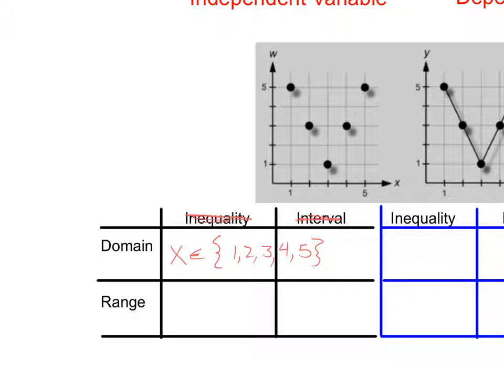And then for the range, we would say Y is an element of what set? What's in our range here? 1, 3, and 5. Okay? 1, 3, and 5. Alright, so that's pretty easy. Those are just points. Okay? So we're just listing the points, the values in a set.